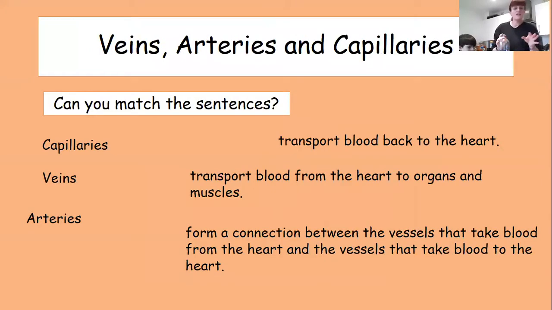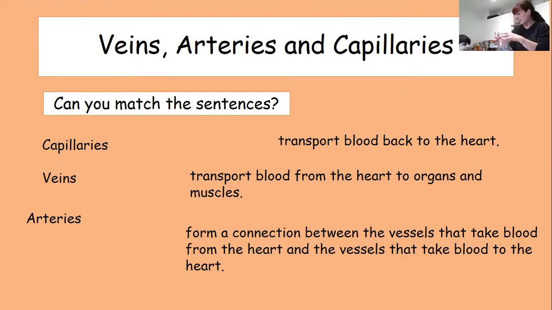Okay. First up, I want you to have a look at these sentences, okay? There are 3 terms, veins, arteries, and capillaries, and they make up the circulatory system in our bodies. But what does what, okay? So one of them transports blood back to the heart. One of them transports blood from the heart to the organs and the muscles. And one of them forms a connection between the vessels that take the blood from the heart and the vessels that take blood to the heart, okay? But which does which? I want you to have a look and see if you can work it out.